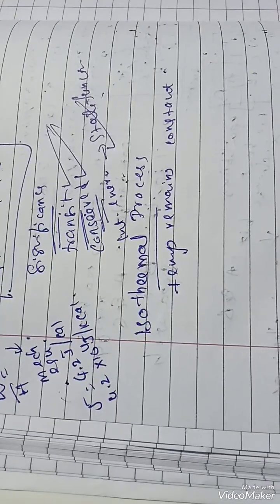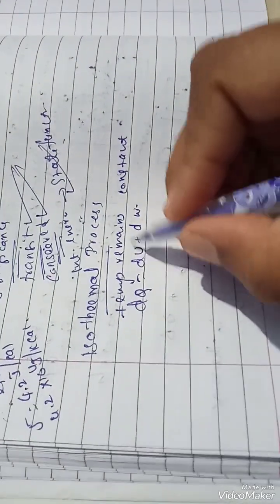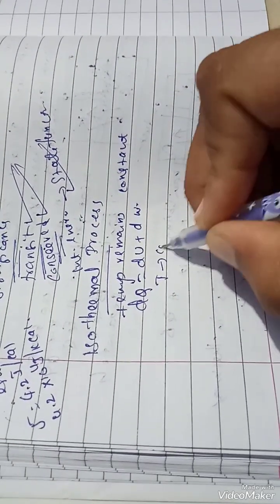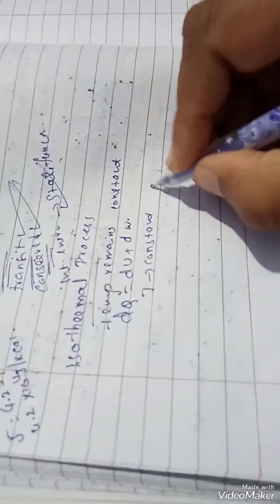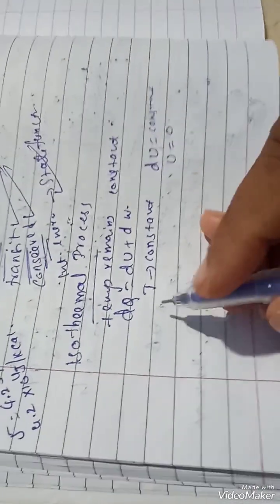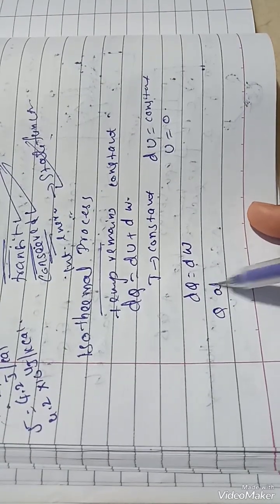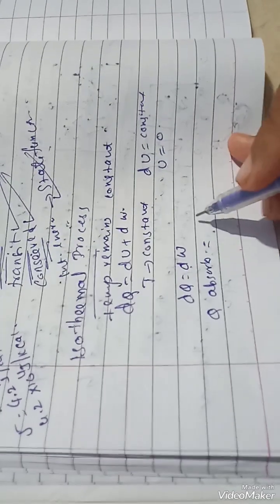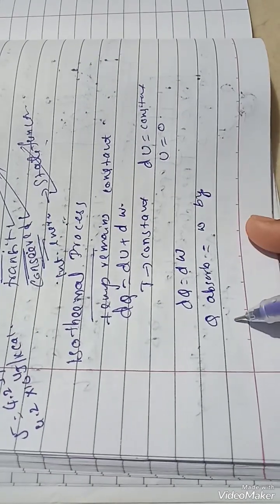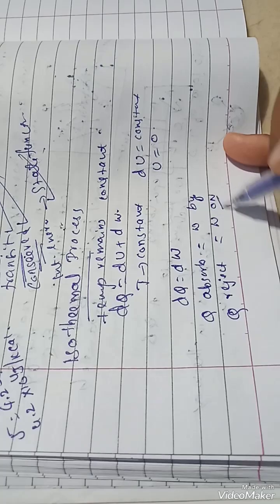The most important short answer question. Explain the first law of thermodynamics and write down its applications. What is our formula? dq equal to du plus dw, no? Right? When temperature is constant, then internal energy is also constant. So du equal to 0. So dq will be equal to dw. What we will say? Heat absorbed is equal to work done by the system. Heat rejected is equal to work done on the system.